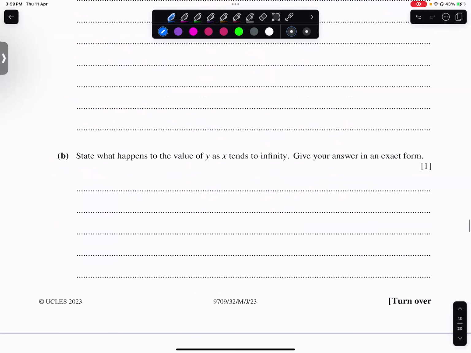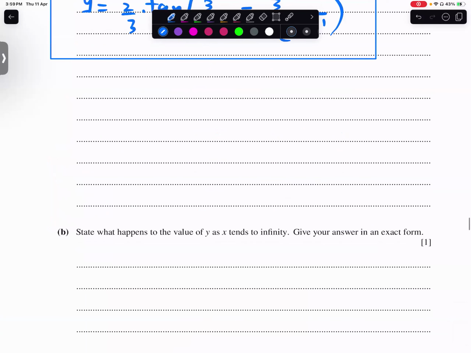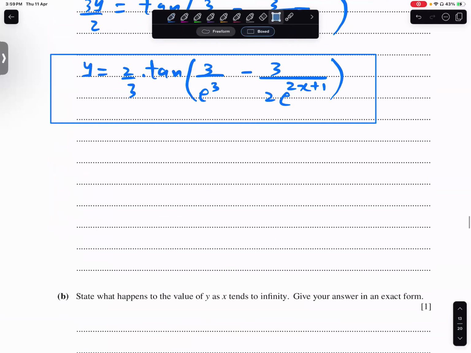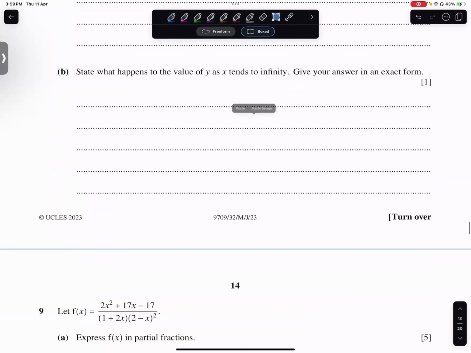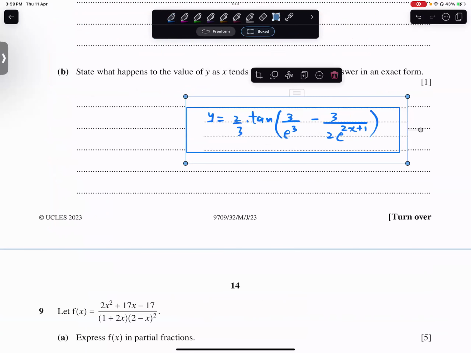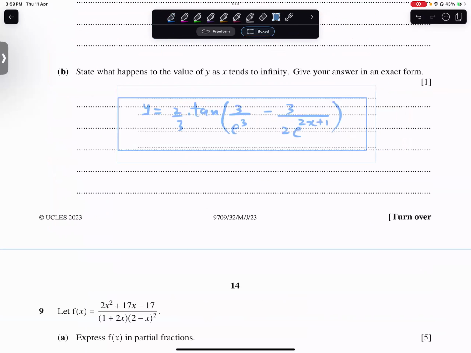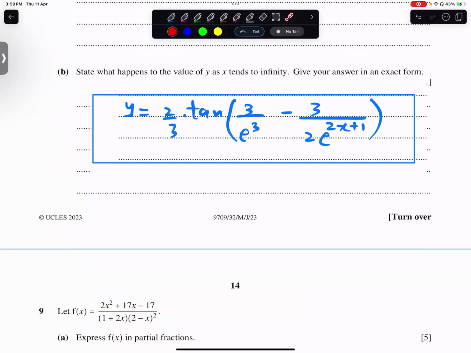So state what happens to the values of y as x tends to infinity. What happens to the value of y when x becomes infinity? So this is more like a verbal answer. Student, if you take x tending to infinity, what will happen to this expression?